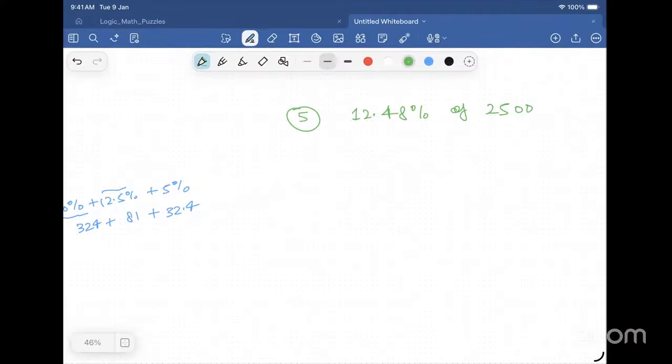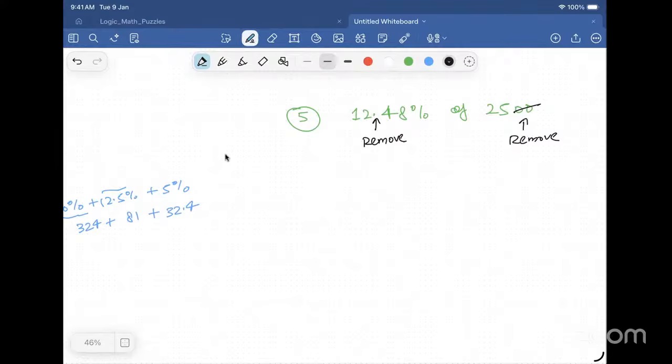Now breaking 12.48% is very, very difficult. So what I'll do over here, I will use a nice technique. Tell me something. If I remove this point, and remove these 2 zeros, would that be fine?